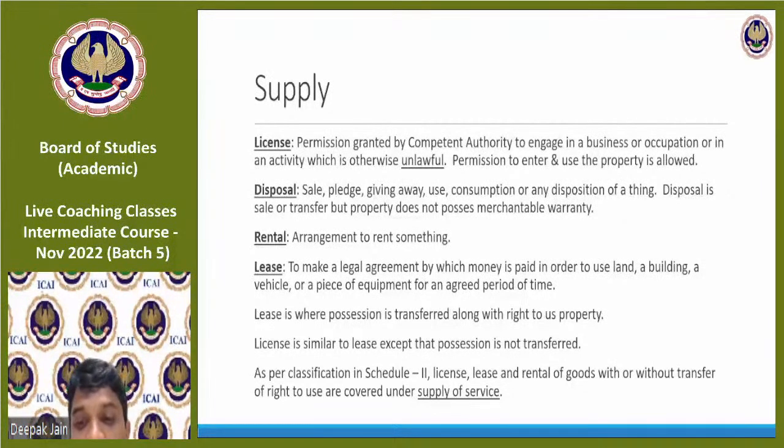But we receive rent on lease property. We call it rent on lease property, but actually the legal term is lease itself. So on any property, what you receive is lease. Rental is generally on a movable property transaction.